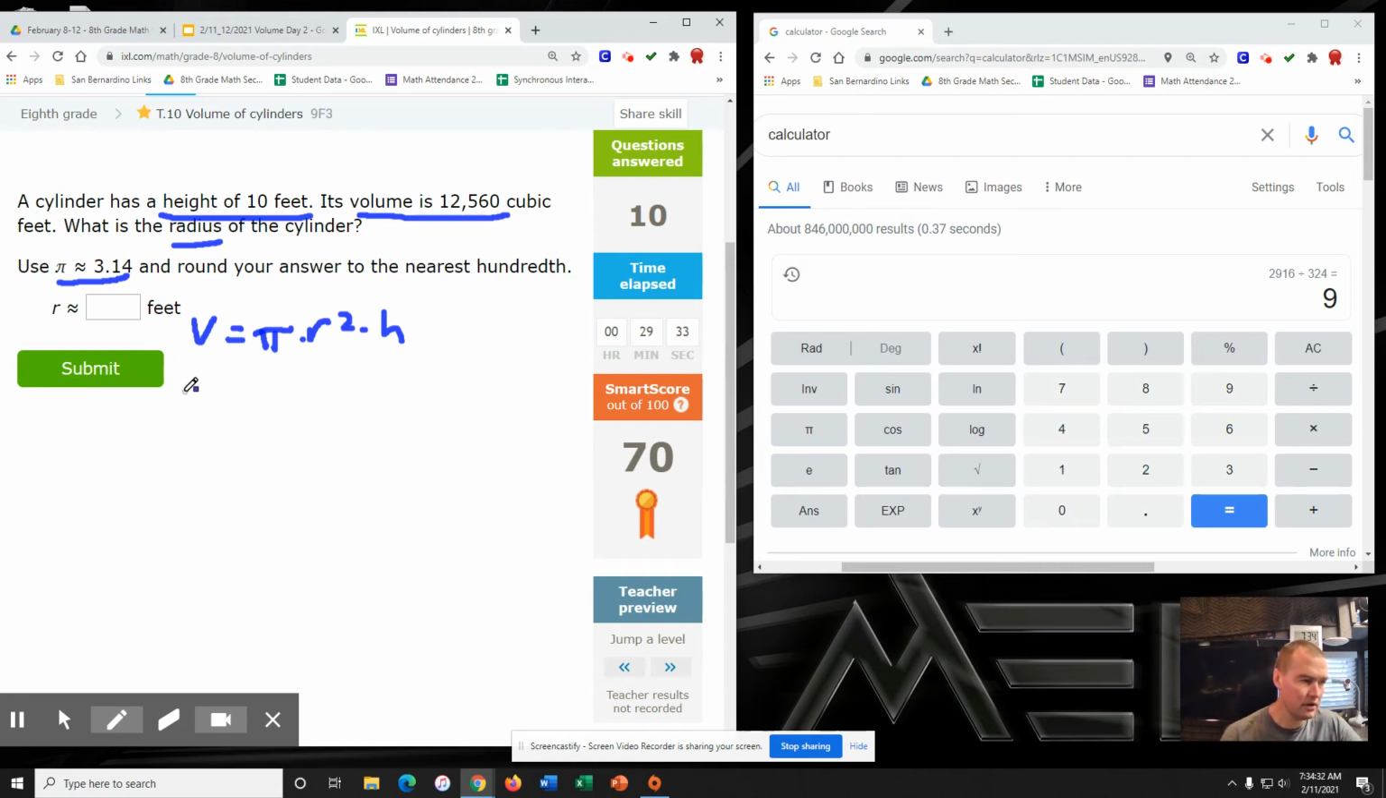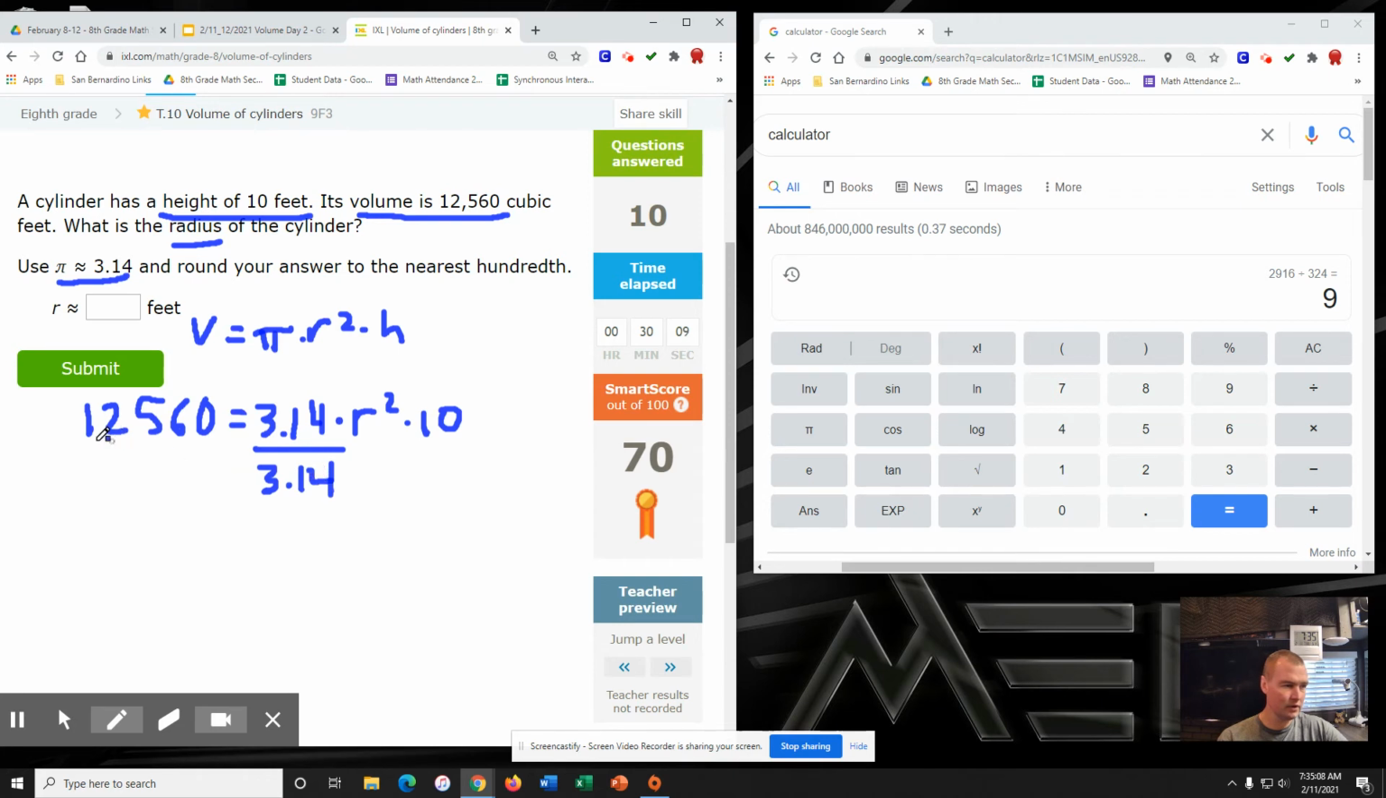Okay, so now volume is 12,560 equals 3.14 multiply, we don't know the radius, so I'm going to leave it as radius squared, and we do know the height is 10. And now we're just going to go ahead and do the opposite, divide as we go down, and go from there. So where to start? Let's start with dividing out pi. So divide out 3.14 from both sides, referring to the equal sign, left and right side.